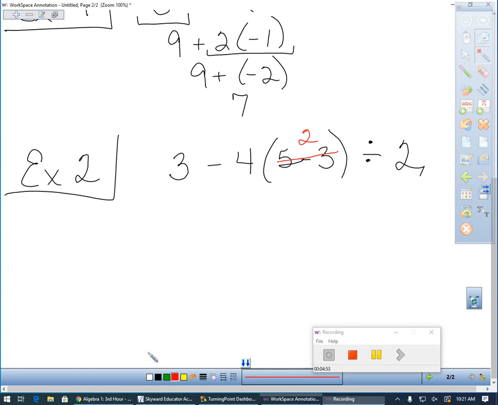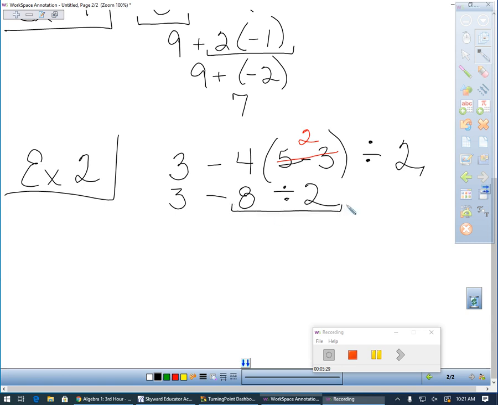Now, in the next step, we did our parentheses. Are there any exponents? So now we go to multiplication and division left to right. The first multiplication we come to, 4 times 2. Very good. So our 3 stays, our minus stays. 4 times 2 is what? Good. And then I still have divided by 2. Now what?